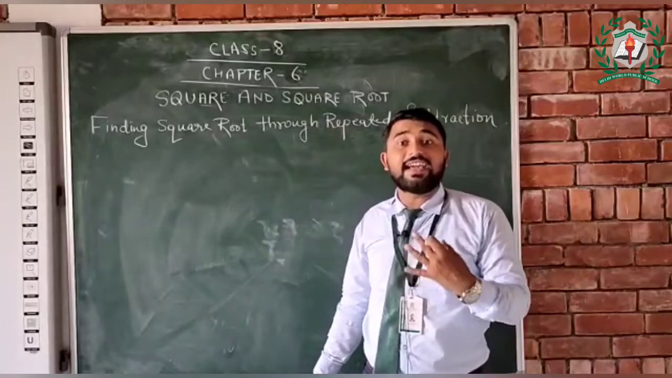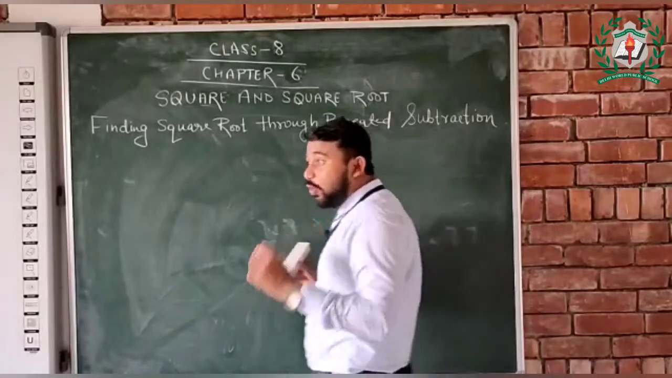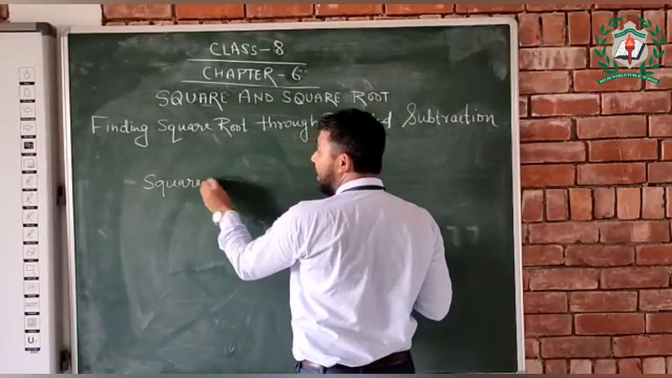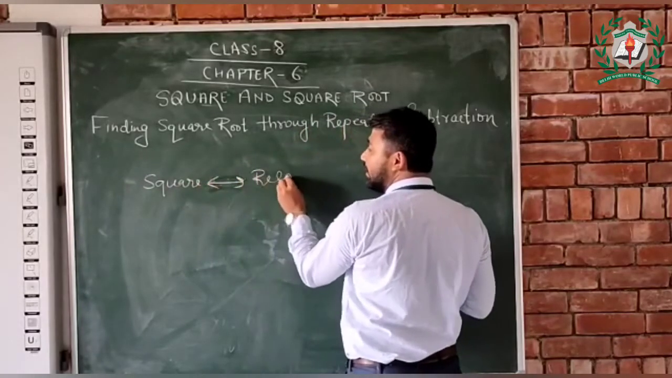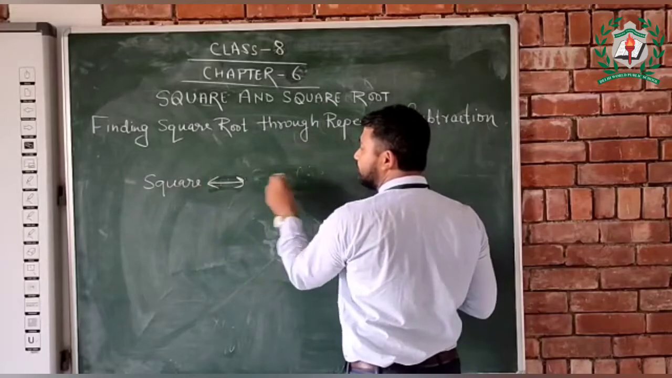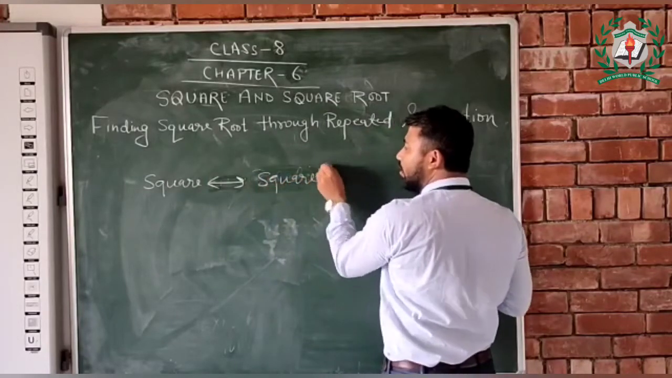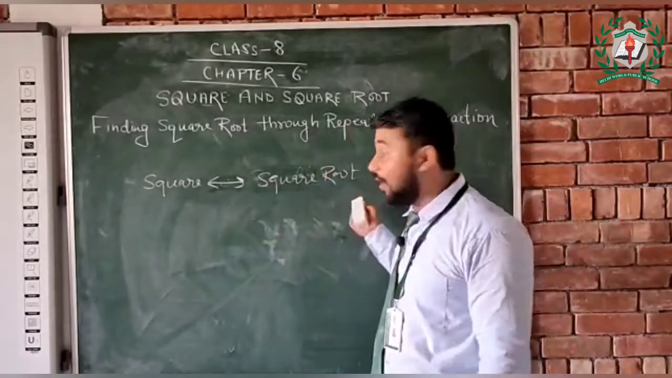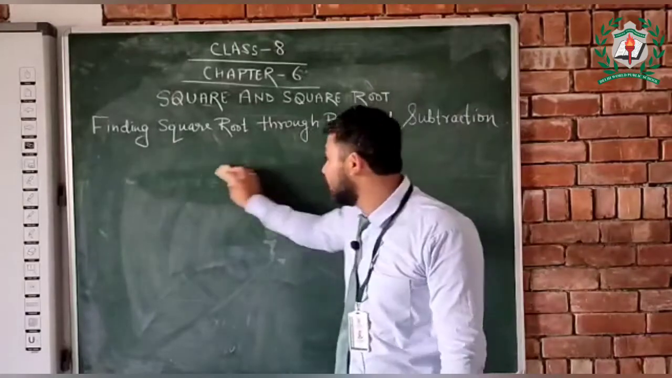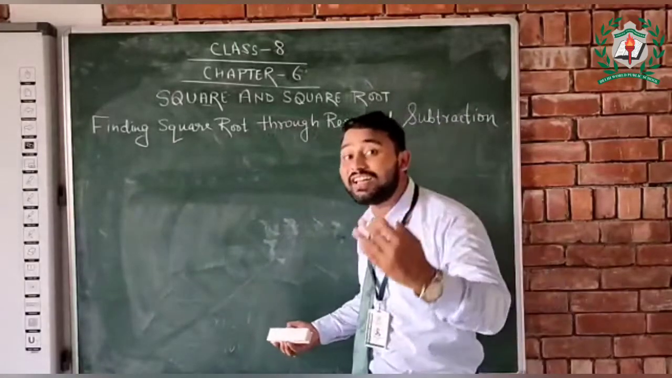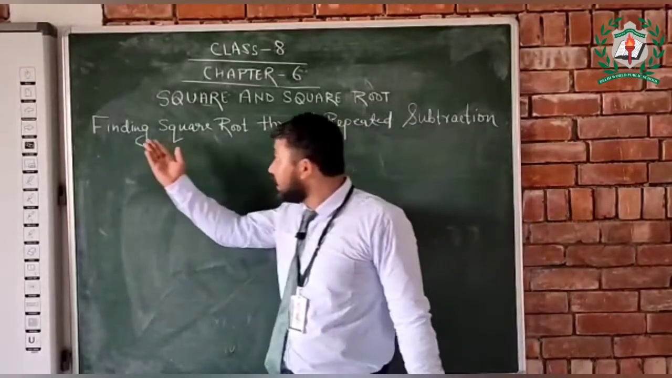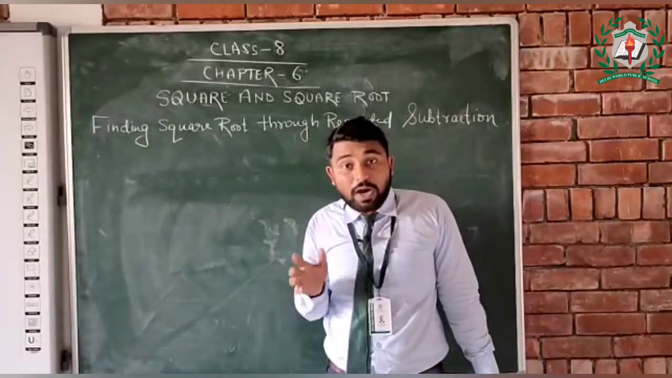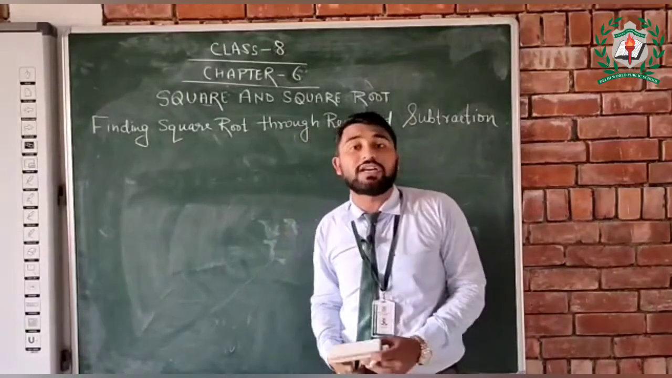How will we find the square root? Today we will learn that. I have told you before that square and square root are just relatives of each other, but there is a different procedure for finding the square root of any number. Students, there are many different ways to find a square root, for example, finding the square root through repeated subtraction. What does that mean? How do we find the square root by repeated subtraction?